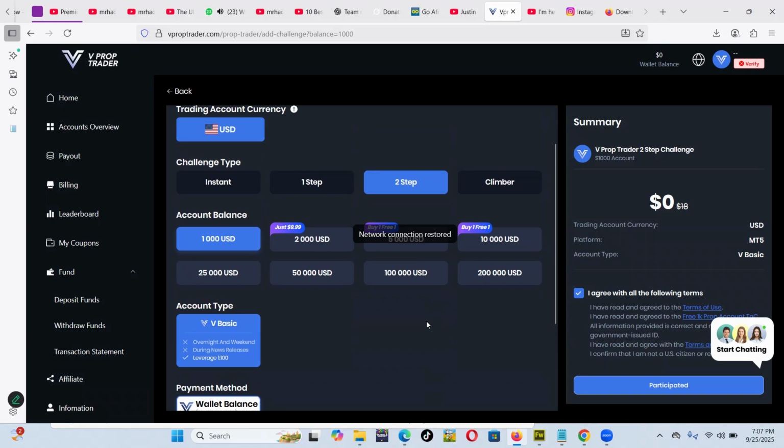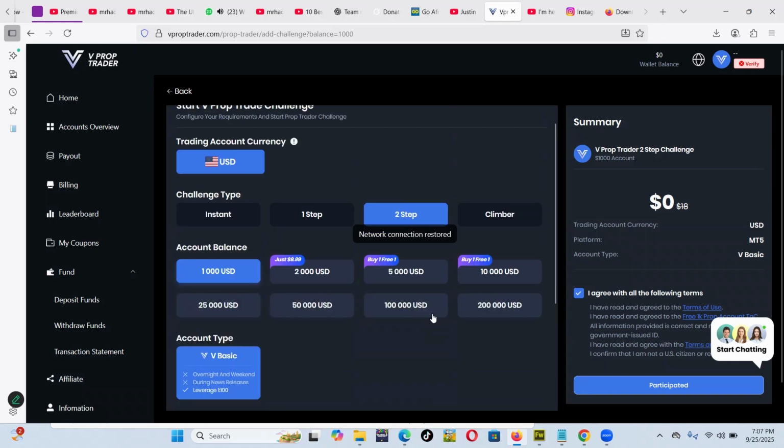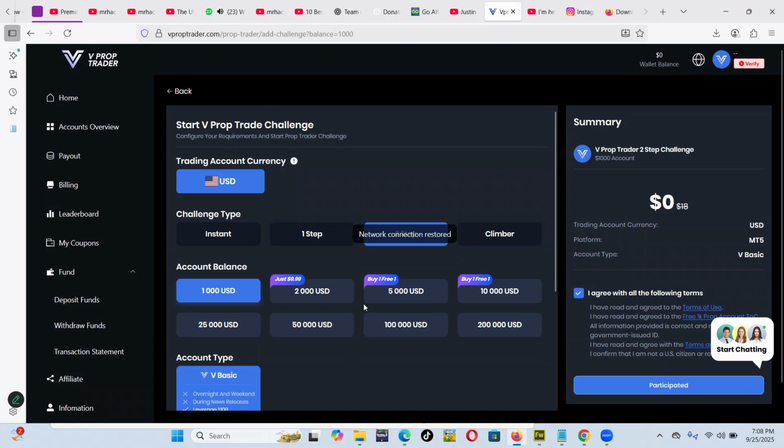So who can actually use this platform? Who can really use this platform? Personally, I think this platform is built for consistently profitable but undercapitalized traders. Okay, this platform is great for you if you already have a proven trading strategy. You've been trading on your own, even on a small live account or a demo account, and you have a clear strategy that is consistently profitable over time.